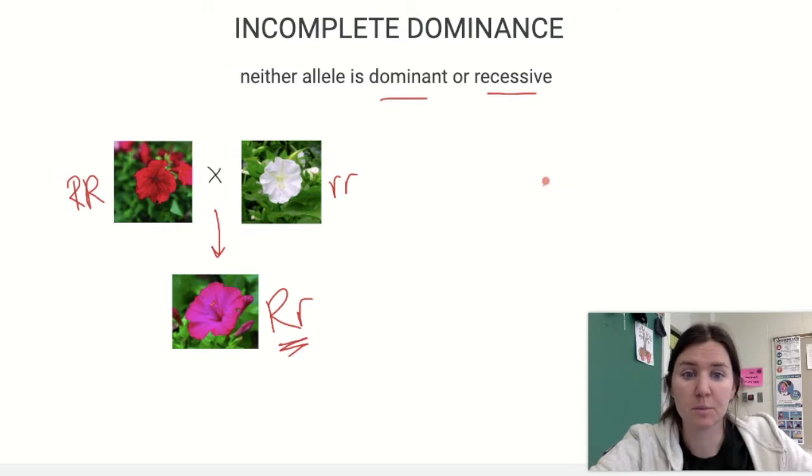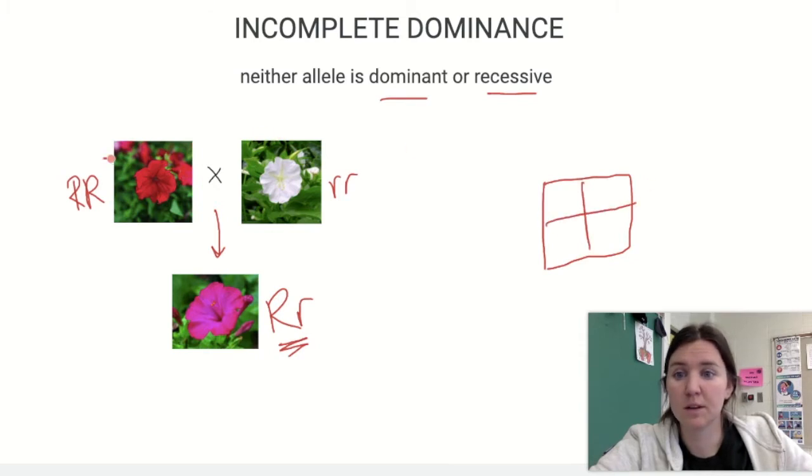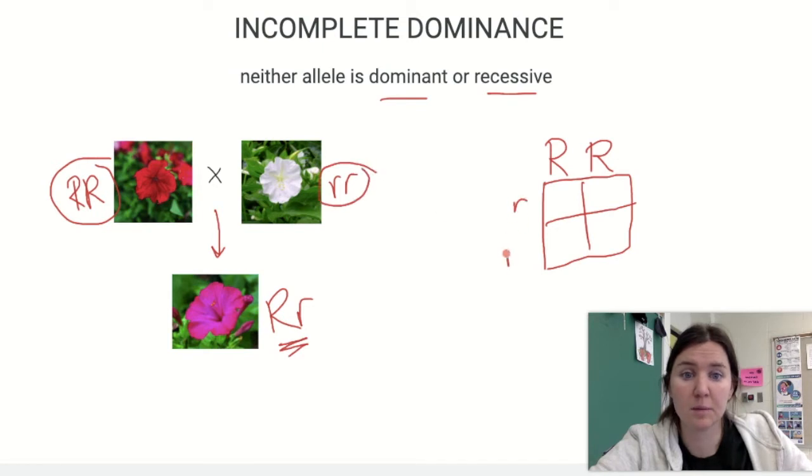So if we put this into a Punnett square real quick, we can see we would use the Punnett square just like before. We take one parent's alleles and we split them up on one side of the Punnett square because of meiosis. We take the other parent's alleles and split them up here. And in all of these, all of their offspring would be heterozygous, and all of their offspring would be pink because this trait shows incomplete dominance.